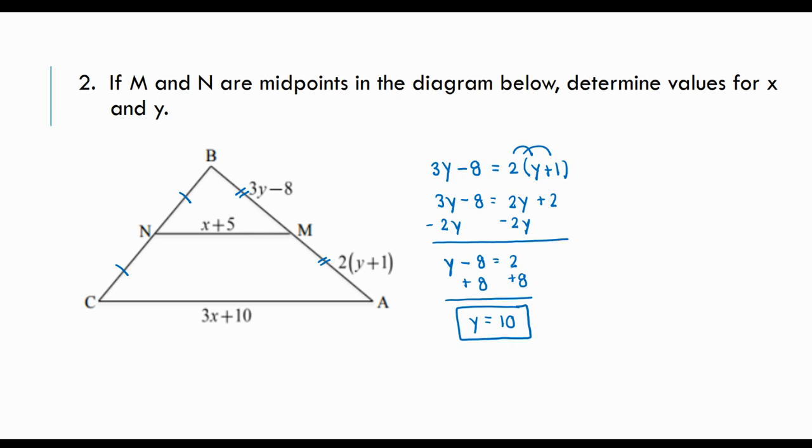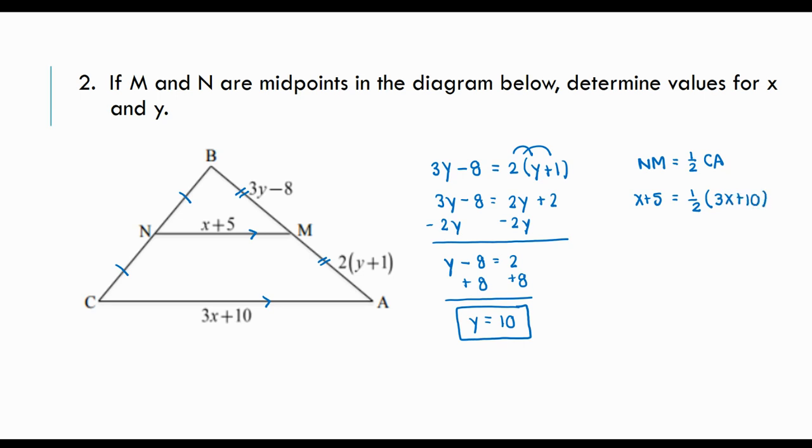Now I just need to find X. Notice that the two expressions with X are dealing with those third sets of the sides of the triangle. And because I have midpoints, I know that these are parallel lines. And I also know that NM, which is inside, is going to be half of CA, which is that longer outside segment. So NM is represented as x plus 5. That's going to equal half of the expression of CA. So I have to put 3x plus 10 in parentheses.